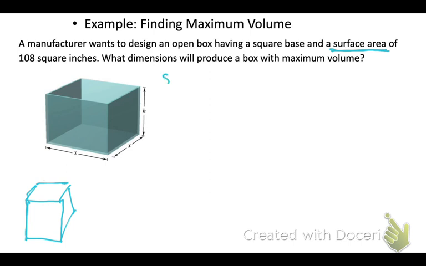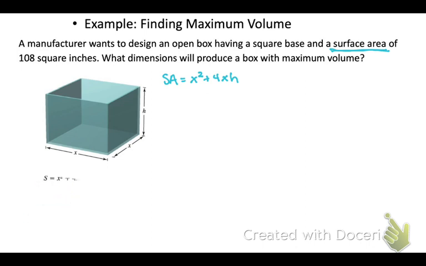So the surface area would equal x squared, because that would be the bottom, and the sides, there's 4 sides, and they would be x times h. Correct? That's what it would be.